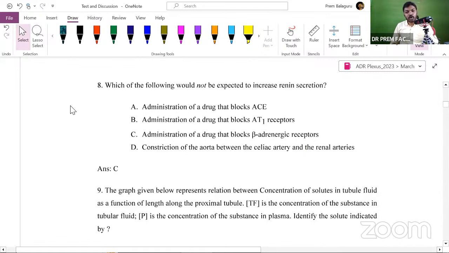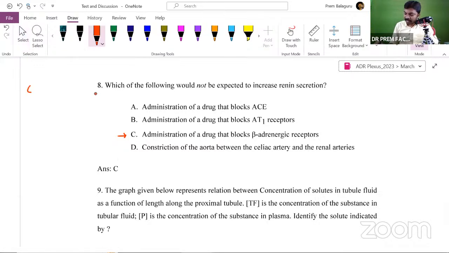Which of the following would not be expected to increase renin secretion? Best answer is administration of a drug that blocks beta-adrenergic receptors. Why? We have a cell called the granular cell in afferent arterioles. These granular cells are also called juxtaglomerular cells.